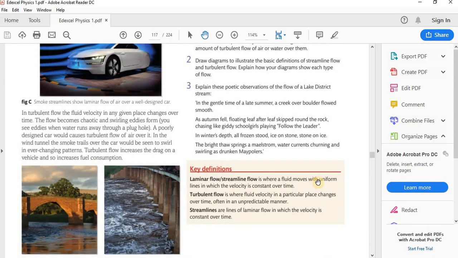Turbulent flow is where fluid velocity in a particular place changes over time, often in an unpredictable manner. Streamlines are lines of laminar flow, you see that, in which the velocity is constant over time. So actually this word streamline is used for laminar flow, and when it comes to turbulent flow we use these words. You can see here swirling eddies, we also call them vortices. The flow becomes chaotic. Okay, so remember the streamlines are lines of laminar flow in which the velocity is constant over time.